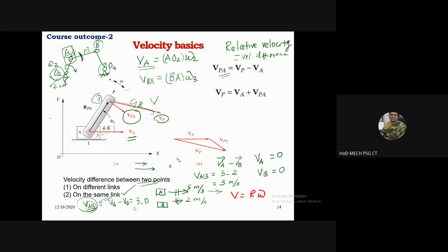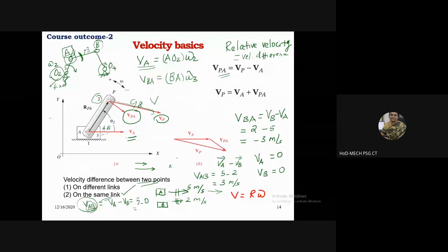You can also find out the relative velocity of B with respect to A, which will be defined as the velocity of B if A is assumed to be fixed. The velocity difference between B and A. Earlier we had A and B, now it is B and A. So the velocity difference will be defined as velocity of B minus velocity of A. Now, velocity of B according to my diagram is 2 meters per second. Velocity of A is 5 meters per second. Both of them are directed towards the right. So, how much will this be? Minus 3 meters per second.